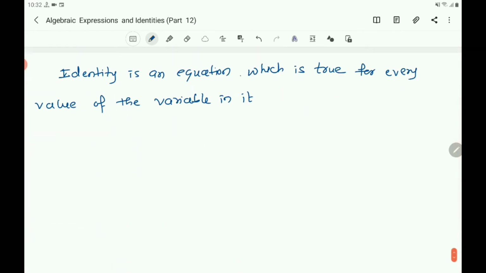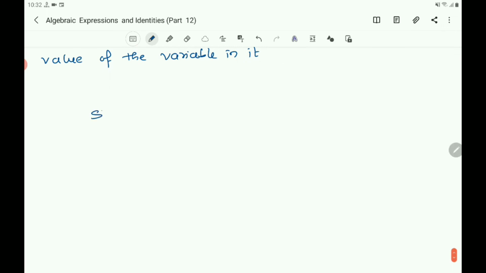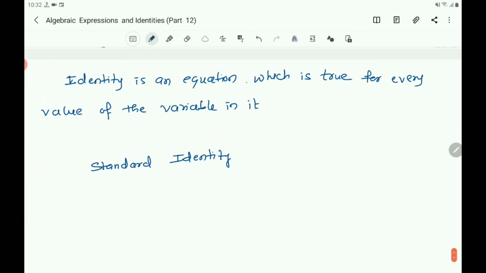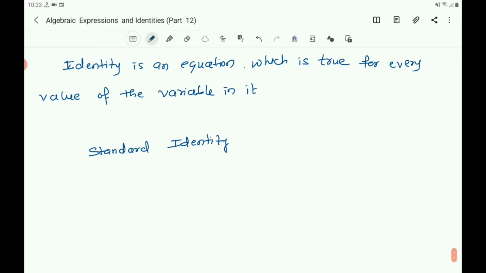Therefore let us take some standard identities. Identity means it is an equation true for all the values of the variable in it. So now let us study three main identities which are very useful in our work. These identities are obtained by multiplying a binomial by another binomial.